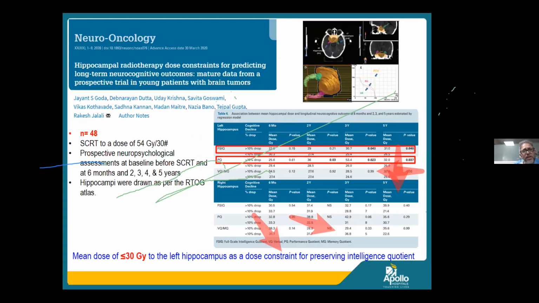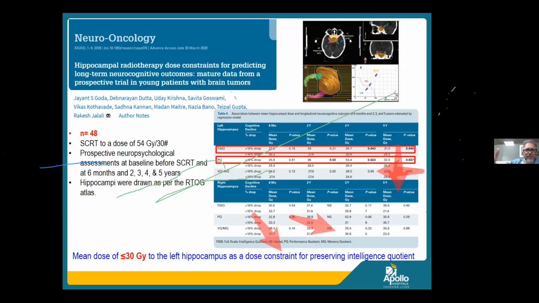In my previous institution, this paper was published like the last 2-3 months ago. This is the first time ever somebody has collected prospective neurocognitive data from baseline before you start radiation up to 5 years. This is not proton data. This is stereotactic conformal radiotherapy data with photons, but is among the first ones and the only ones in the world which have shown what could be the potential dose constraint to the hippocampus to predict neurocognitive dysfunction over a period of 5 years.